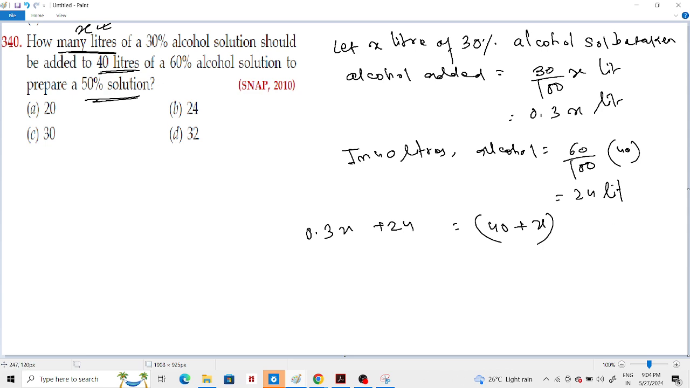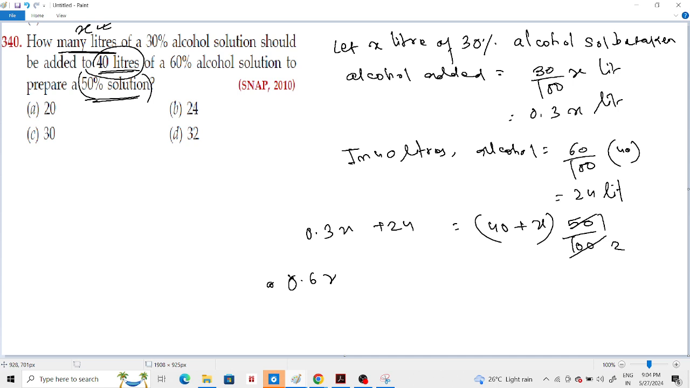Why? Because earlier 40 liters was there, now x liters has been added. So what is the total amount of the solution? 40 plus x. Now this particular amount of solution contains how much alcohol? 50%. So that means this is 50% of 40 plus x. Did you understand this part?